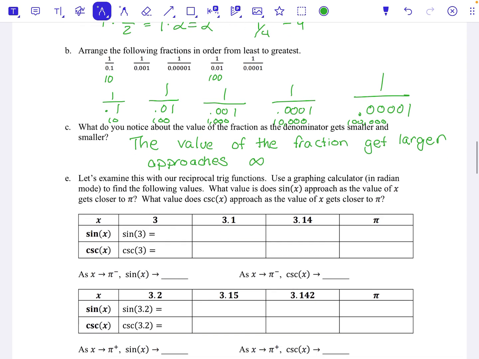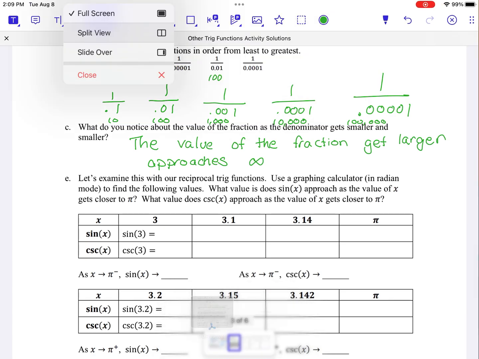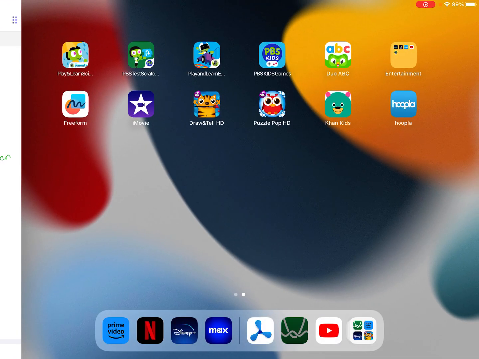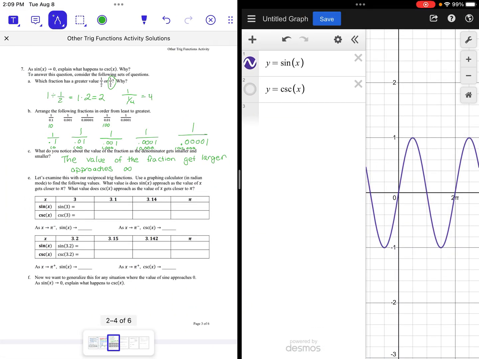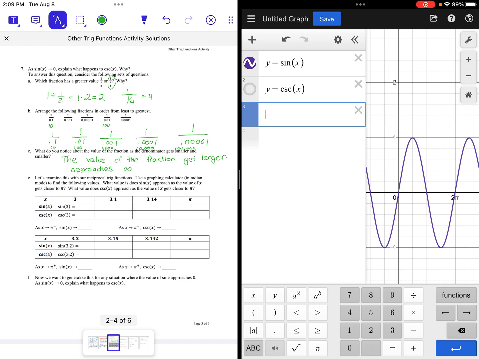Well, let's think about this, mathematically speaking. So we're going to just plug in some numbers and look at what happens. And for these, you can pull up your Desmos graphing calculator. We're going to actually pull up our Desmos graphing calculator here. And so sine of 3, and so we can go here and we're going to do sine of 3. You would get 0.141.